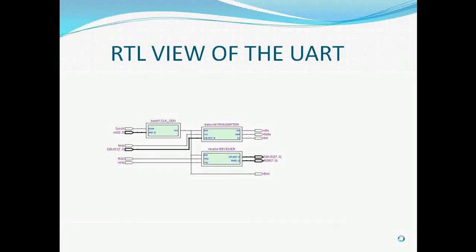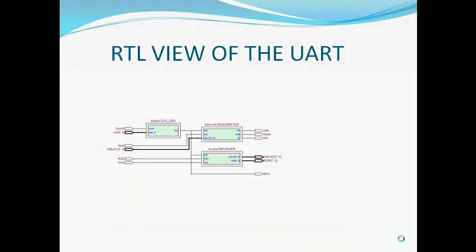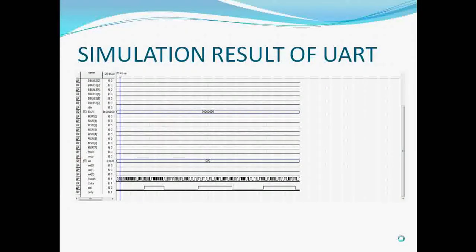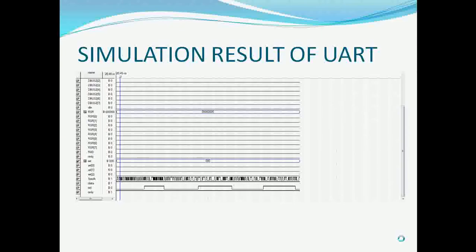After seeing the 3 blocks, now we look at the operation of UART. This is done by aligning the 3 blocks, namely baud rate generator, transmitter and receiver. This is the RTL view of UART. We first check for transmitter operation followed by receiver operation.